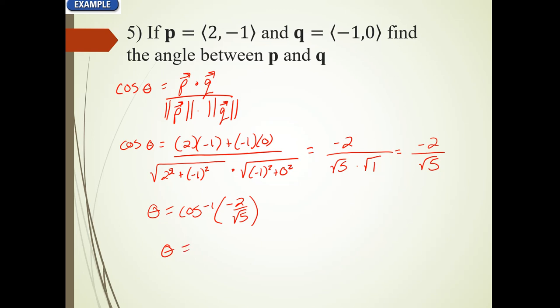So you go to your calculator, make sure you are in degree mode, and you're going to get 153.43 degrees. That would be the angle between the two vectors. And the dot product, if we look back here, was negative, and we talked earlier in the video about how if the angle is obtuse, then the dot product is going to be negative, so that makes sense.